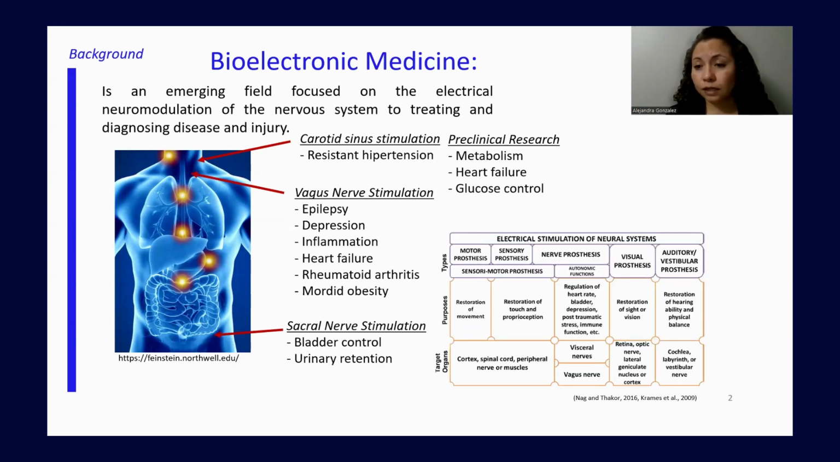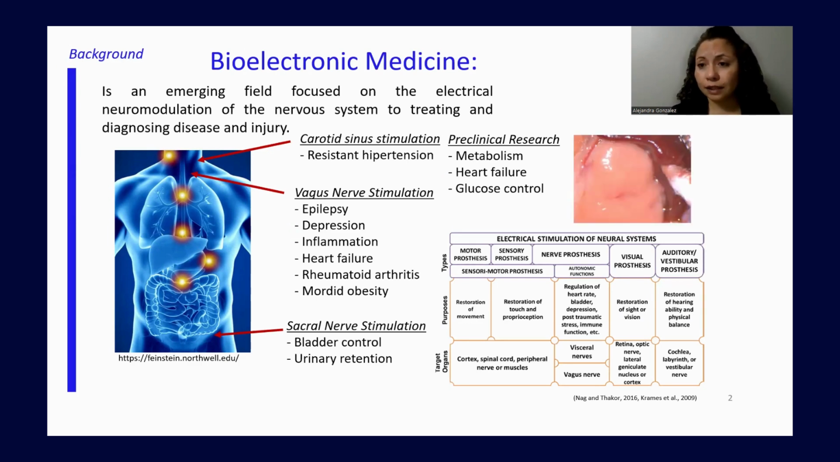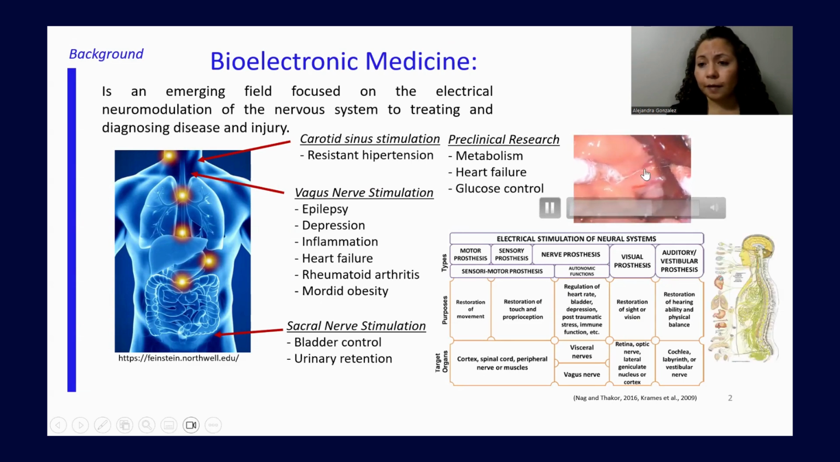This is a table that summarizes some of the applications, and we can observe that we have not only applications with the somatic nervous system, but also with the autonomic nervous system and a long list of targets. It is important to understand that the anatomical complexity represents a big challenge in the development of neural interfaces. Here I'm showing a video where we see that the peripheral nervous system is surrounded by fat. This is the spleen in the rat, where we see that the neurovascular plexus is surrounded by fat. These are the nerves that are innervating the spleen.